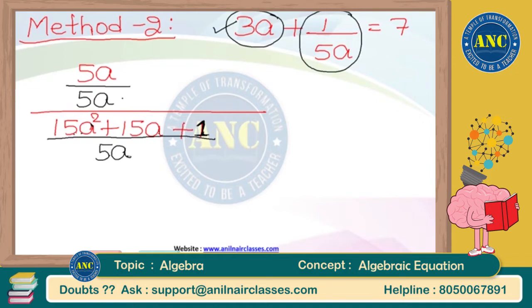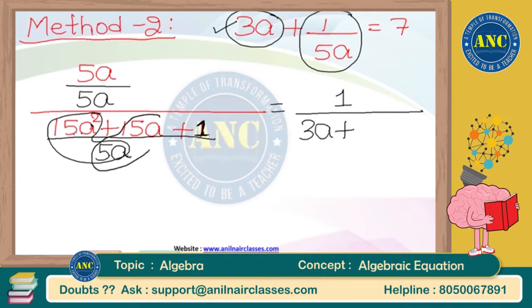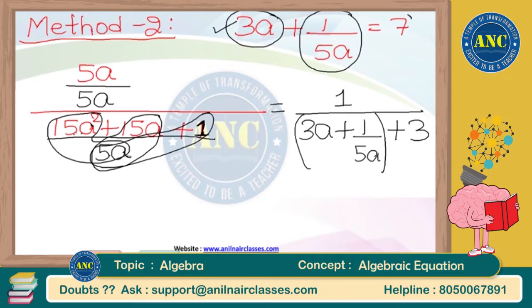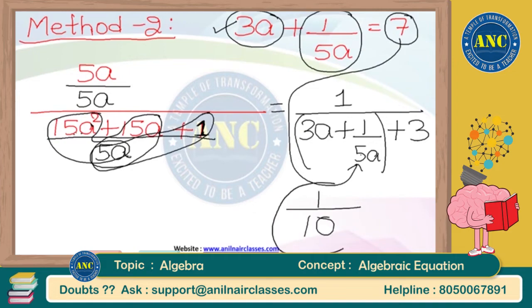Very simple. Now see here, sir. Continue solving the problem. 5a divided by 5a is 1. Let me write here as 1. Divided by 15a square divided by 5a, it is 3a, plus 15a divided by 5a, it is 3. Let me write it at the end. Anyway, addition is commutative. 1 divided by 5a, I will write it here. Why did I write it like this? Because 3a plus 1 by 5a according to the question is 7. Put it here. The denominator is 7 plus 3. Numerator is 1. 1 by 10 should be the answer.